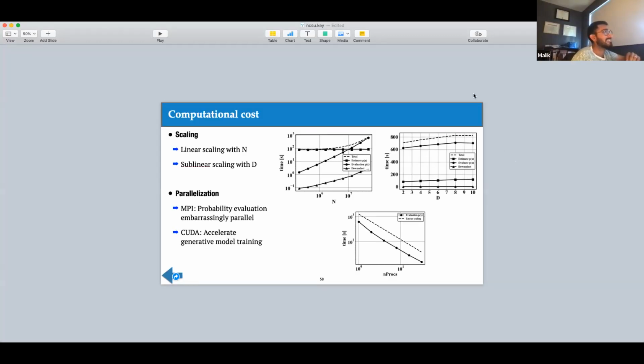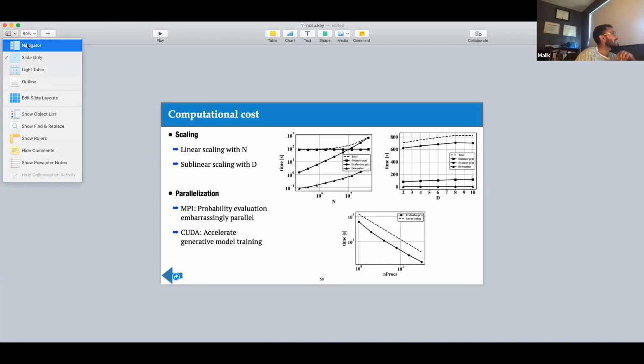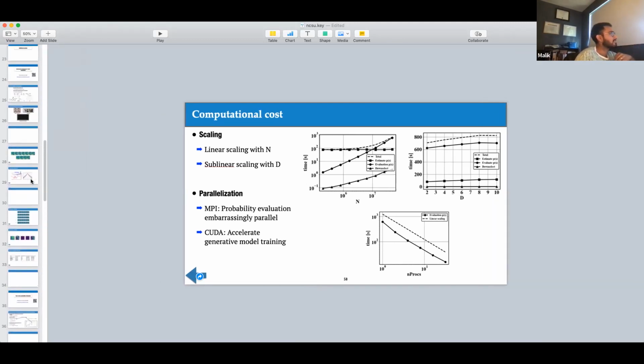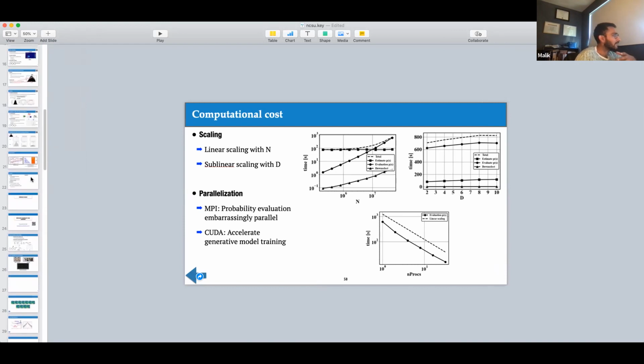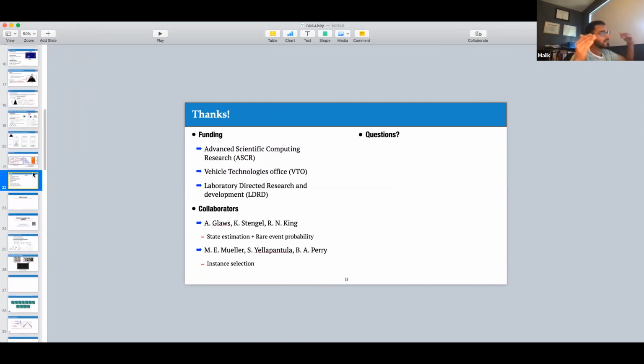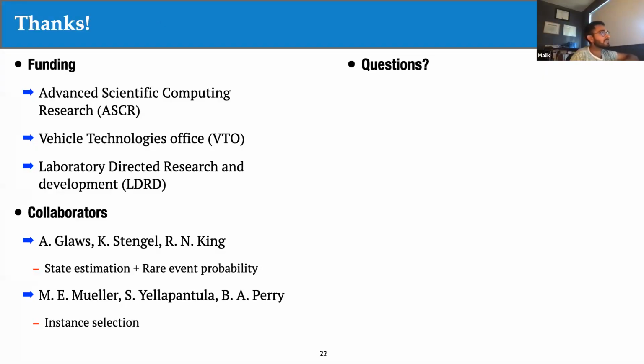Yeah, I was basically done at this point. So I essentially tried to give you an overview of where this generative model can be used, and hopefully it applies to your domain expertise. And I just want to thank my funding agency that funded us for this and my collaborators. And if you have further questions, I'd be happy to take them.